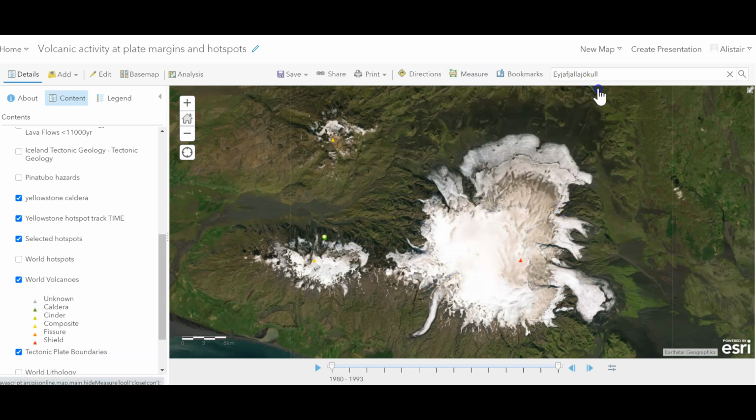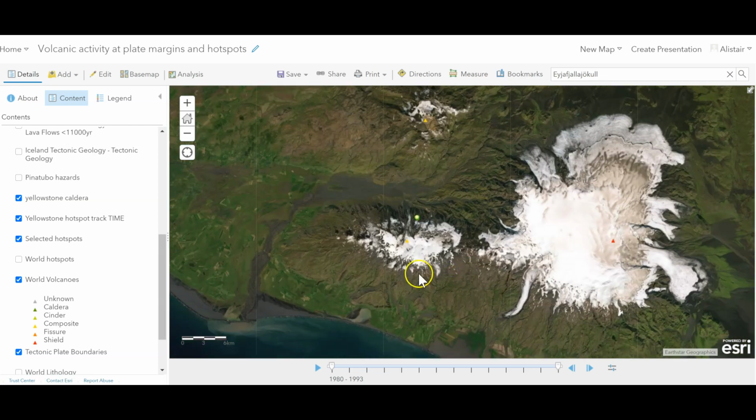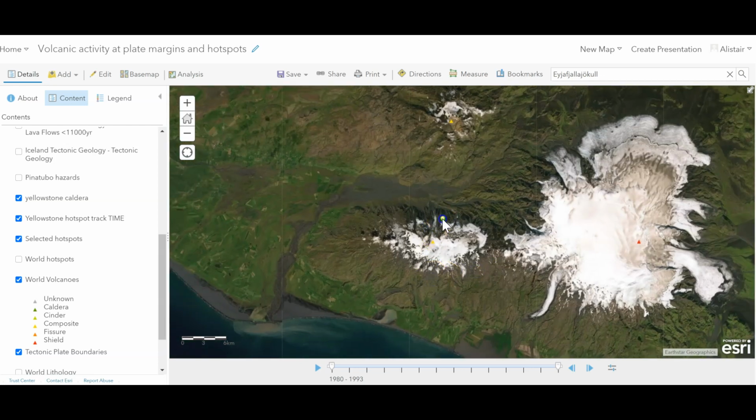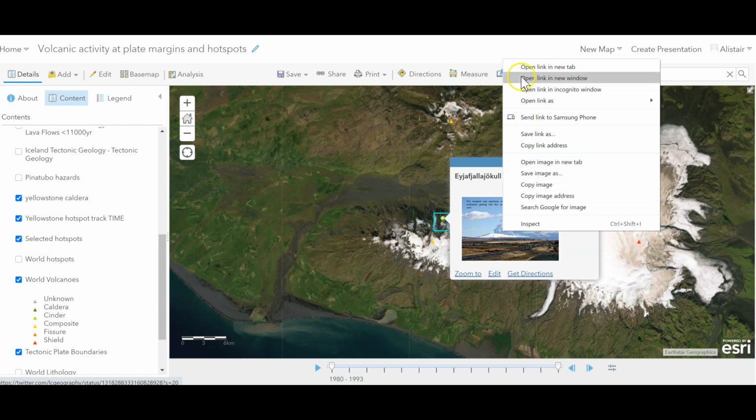There you go. So, but the thing that I want to look at here is a couple of the hazards that came out from this volcanic eruption. So let's open this up.